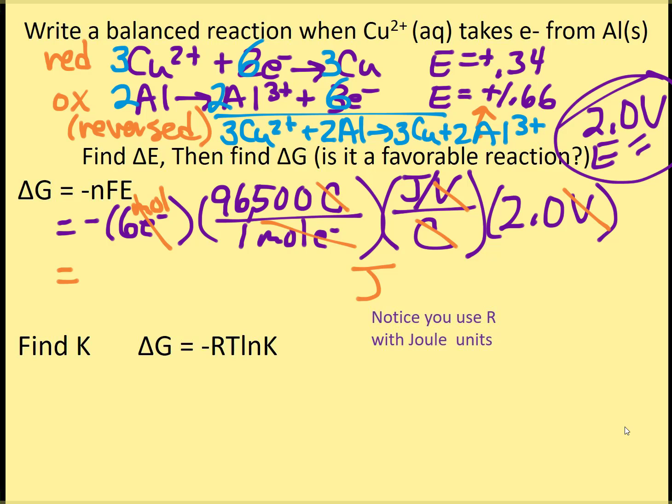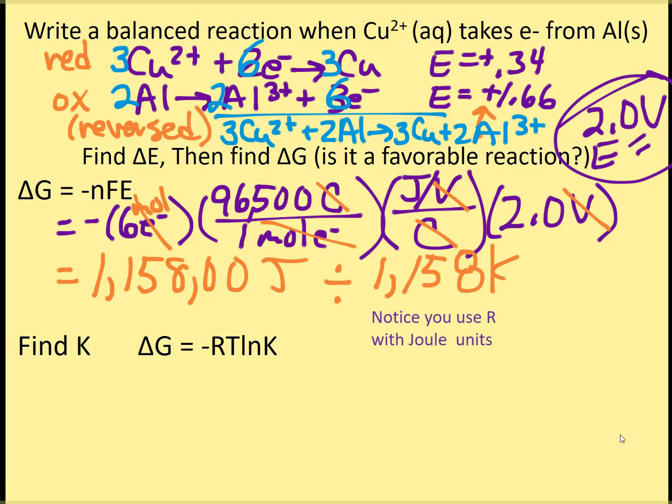And multiplying this out, because I am in joules, I'm typically going to get a really large number, and I get over 1,000,000 joules. So to convert that to kilojoules, and it doesn't say to have it in kilojoules, so I could be finished. But just dividing by 1,000, I'm going to get 1,158 kilojoules.